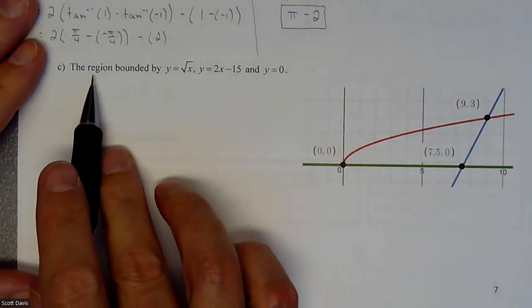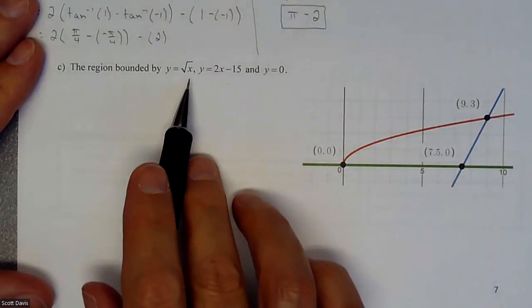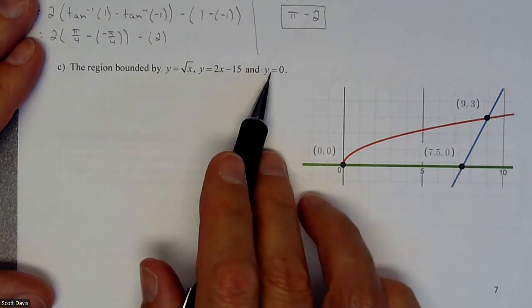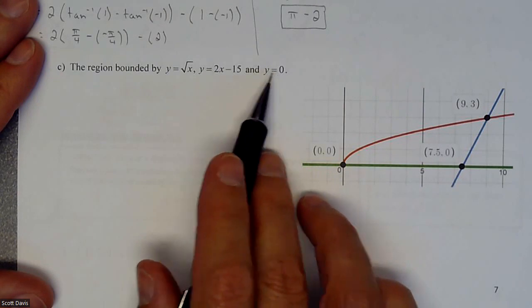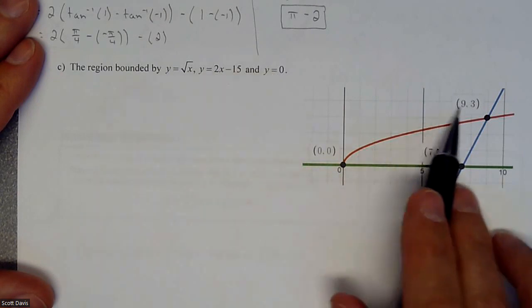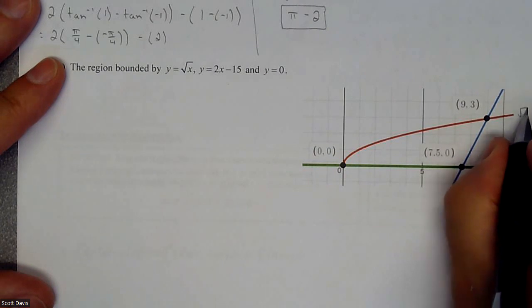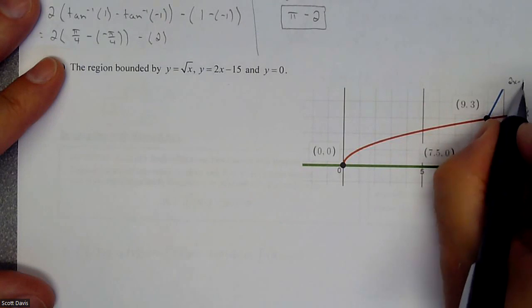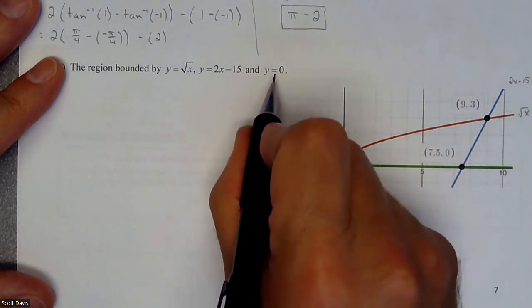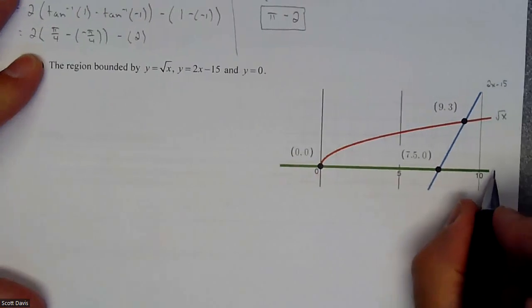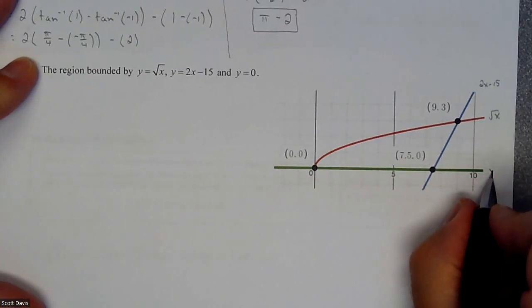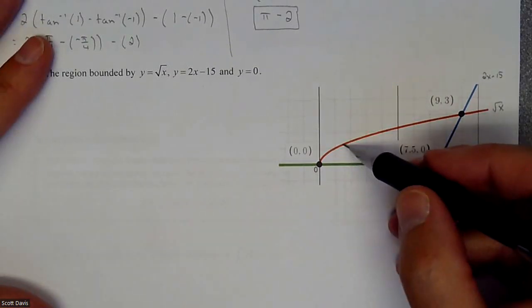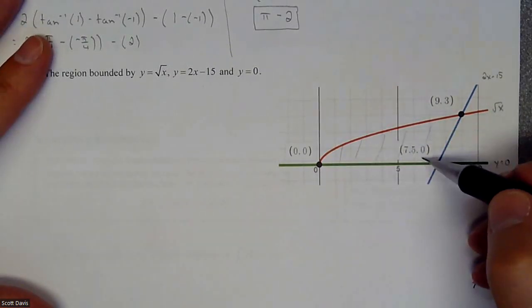In this example, we have the region bounded by a couple different equations. We have a square root graph, we have a linear equation, and we have a line of y equals 0. So this one is the red, that's the square root of x. The blue one is 2x minus 15. And the green one is y equals 0, which is just giving us the x-axis, basically. All right, so we're trying to find the area between all of that, which is going to be this section in here.